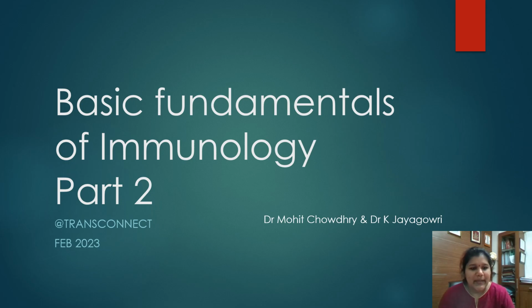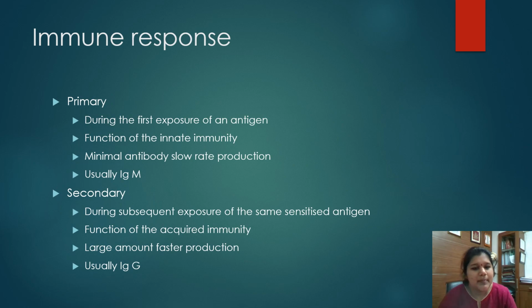Hello everyone. So we'll be seeing the basic fundamentals of immunology part 2. Before going into the video, we'll start with immune responses. When an antigen is exposed to an organism, it develops an immune response to fight against the pathogen that has entered inside. This immune response can be of two types: one is primary and the second is secondary. So when does the primary immune response occur? When the antigen is exposed to the host for the first time. That is, when an antigen initially enters the body, what we encounter is the primary immune response.